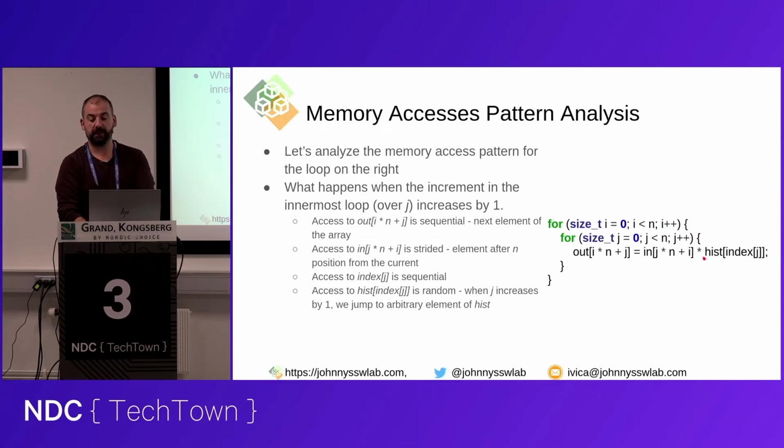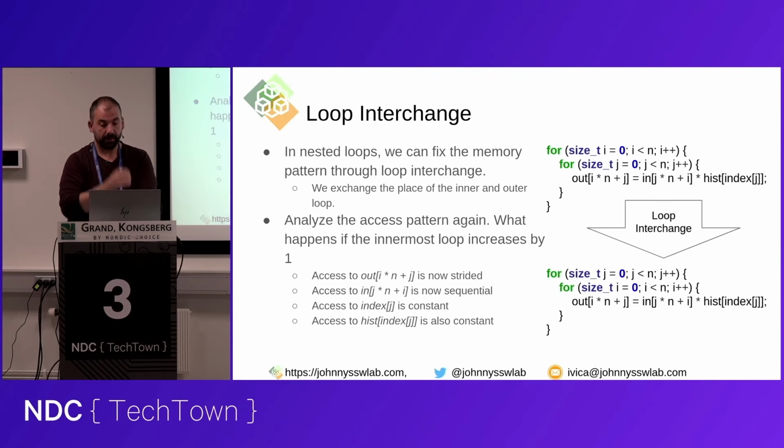And the access pattern of histogram of index of J? What happens when J increases by 1? This index of J is a random value. Generally, we don't know what's inside, and so the compiler will consider this access to histogram as a random memory access. So this is memory access pattern analysis, and it is important to understand what's going on and why the compiler doesn't vectorize a certain loop. In certain cases, you can fix a bad memory access pattern.